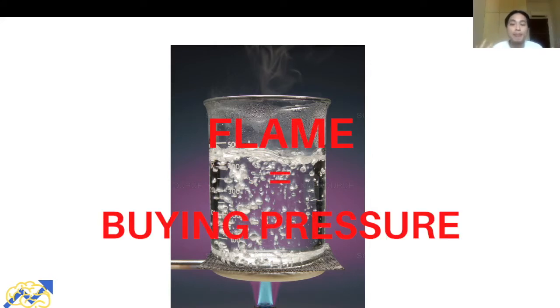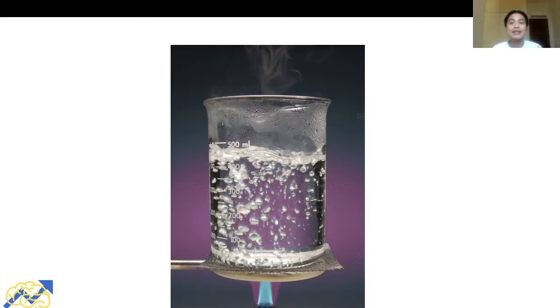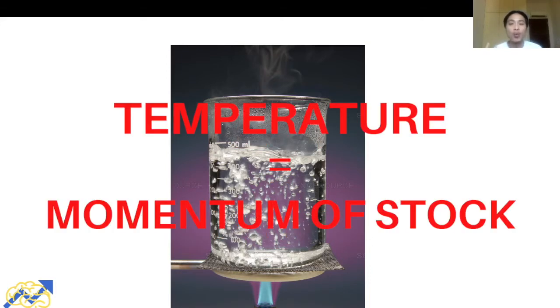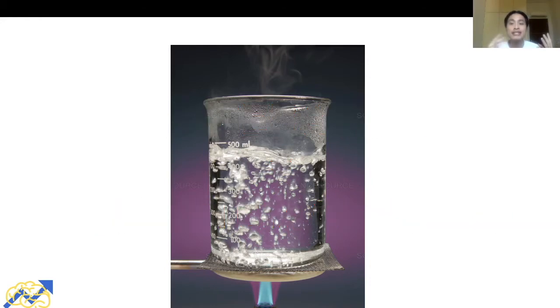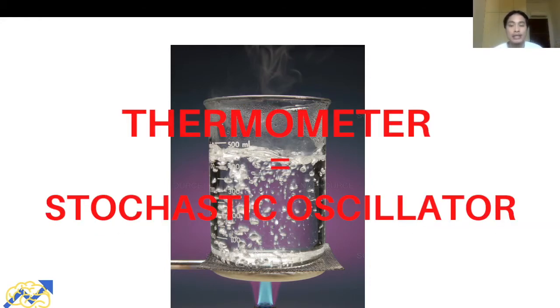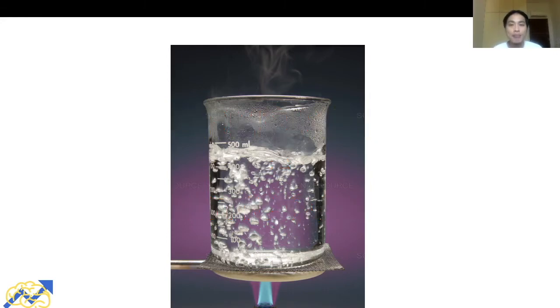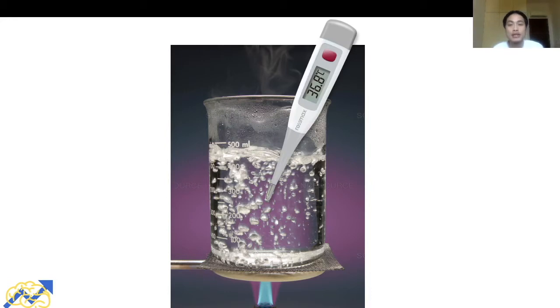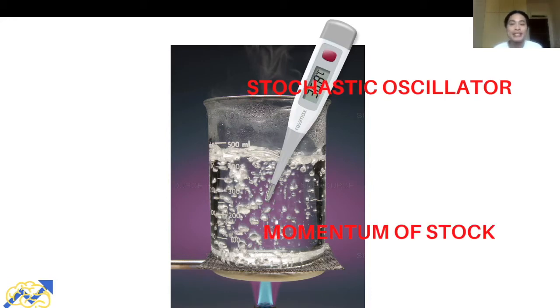So that's the second thing. The third thing is to think of the temperature of the water as the momentum behind the stock. And the fourth thing is to think of the thermometer as the stochastic oscillator. In this case, the thermometer measures the temperature of the water. So the thermometer is the stochastic oscillator and the temperature of the water is the momentum behind the stock price. And there are 2 important temperature points that we need to take note of for water. The 2 points are the boiling point and the freezing point, right?